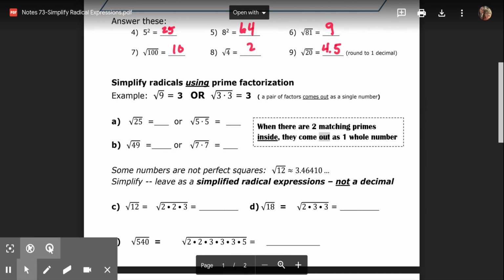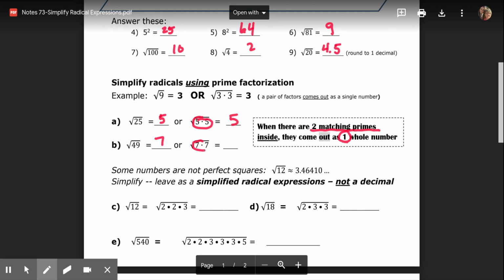All right, let's take a look at simplifying radicals using prime factorization. So on this one right here, we already know that the square root of 25 is 5, because 5 times 5, which is a pair, gives you the 25. So when there are two matching primes inside, they come out as one whole number. So your answer would be 5. So the square root of 49 is 7, or 7 times 7. So this is two matching primes would come out as one whole number.